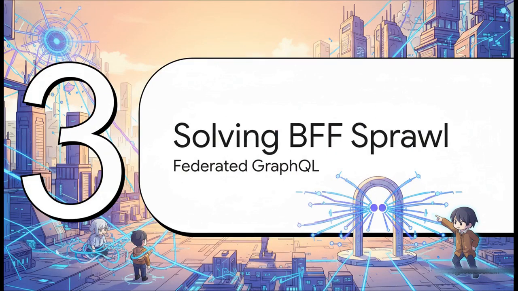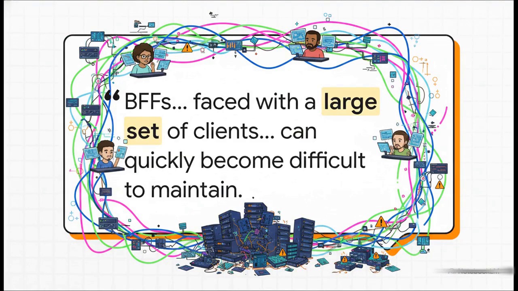Okay, part 3. Solving BFF sprawl. But every great architectural pattern has a caveat. When you scale the BFF pattern, things can definitely go wrong. This quote really hits the nail on the head. BFFs are great at serving a small number of clients, but add too many, and you quickly get this sprawling, chaotic web. Suddenly, you've got overlapping infrastructure, duplicated code everywhere, and it's an absolute nightmare for site reliability teams trying to monitor performance across a dozen different schemas. The very solution meant to save you actually becomes a massive maintenance trap.